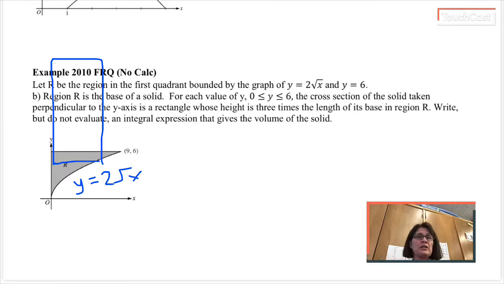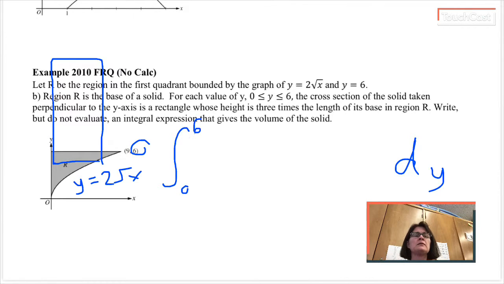So I'm going to need an expression for the area of this rectangle, which I'm going to multiply by the thickness of the rectangle, which in this case is dy. So now I've decided I'm going to integrate with respect to y. I'll make this nice and big. And it means I'm going to have y limits, and here they made it clear. That's from 0 to 6.